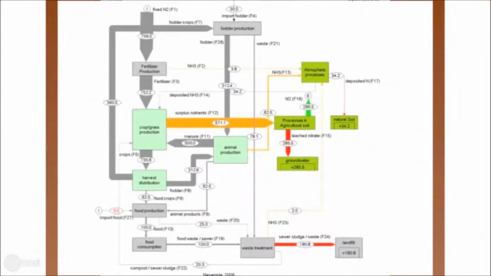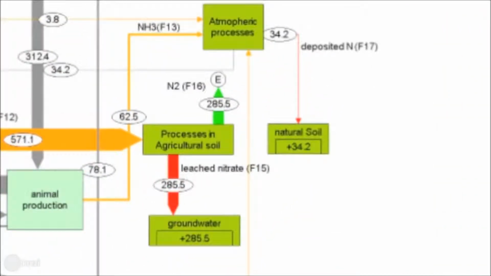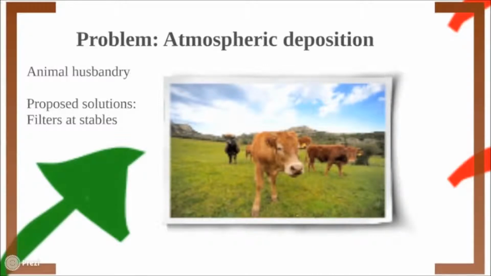This is the standard static model of what the current situation is. Here you can see the leached nitrate into the groundwater and deposited nitrogen in the natural soil. Atmospheric deposition is caused mainly through animal husbandry, and the proposed solution was installing filters at the stable.